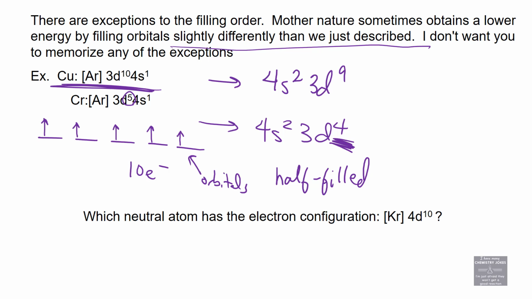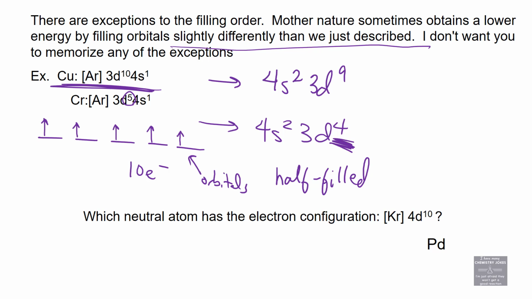Okay. Which neutral atom has the electron configuration krypton 4d10? Well, we would normally expect that 4d10 comes after a 5s, but the fact that there is no 5s written here or afterwards tells me there are 10 electrons more than krypton. Krypton is 36, so I'm looking for element number 46, and element number 46 is palladium.